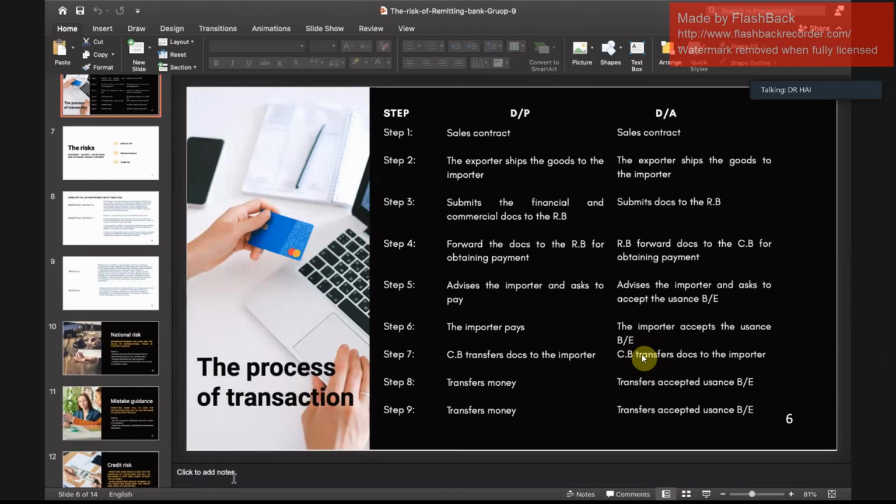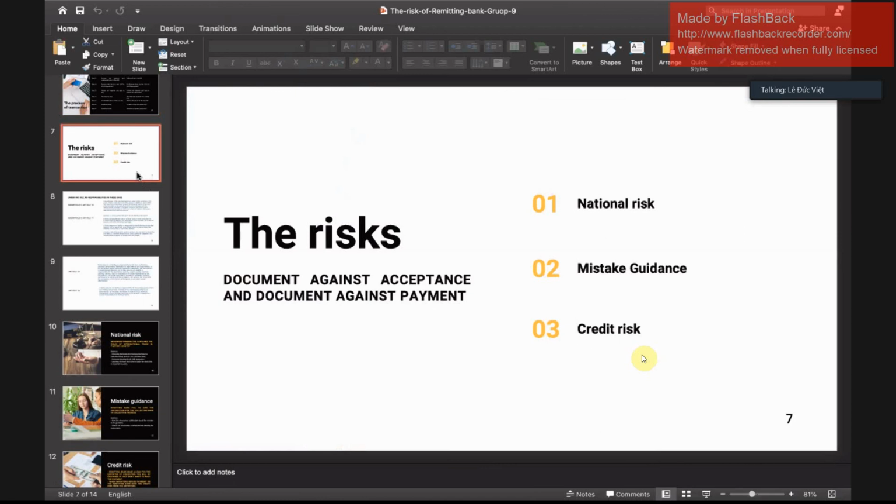I want to add something to your answer for the first question, but I need you to answer my question now. Yes. Repeat the question, please. Your question is, the remitting bank will pay the payment to the exporter immediately, so what is the remitting bank's risk in this activity?